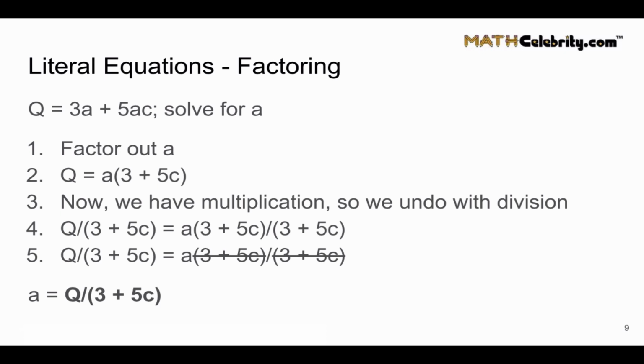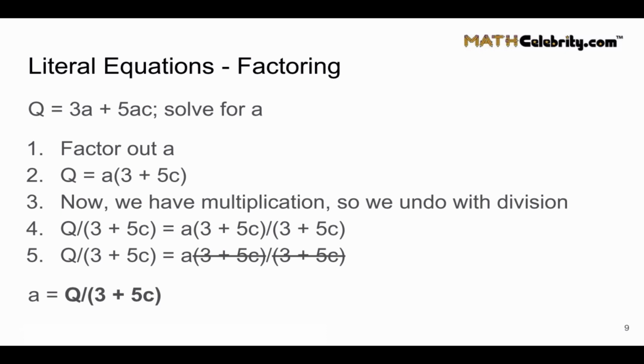Well, now we're cooking because we've got our A isolated. And now we can use the principle of opposites. How do we get rid of the 3 plus 5C that's multiplied by A? Well, if we're multiplying, we undo with division. So let's divide both sides of the equation by the quantity 3 plus 5C. And so in step 5, we can cancel that division because 3 plus 5C over 3 plus 5C is 1, and 1 times A is A. So we're left with our answer of A equals Q divided by the quantity 3 plus 5C.